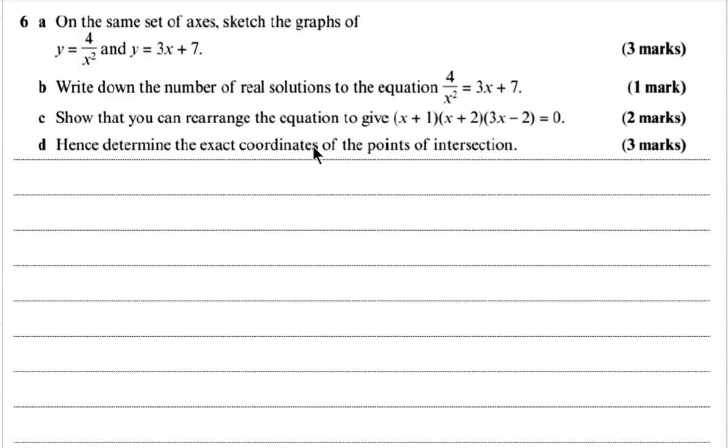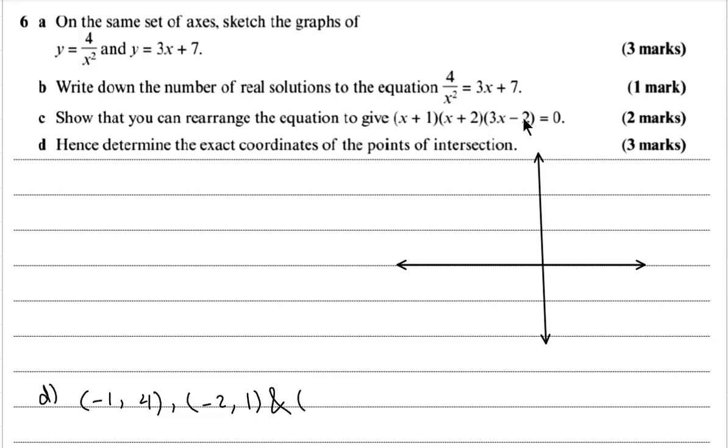Hence, determine the exact coordinates of the points of intersection. Okay, very good. I will start solving this problem from D, because I will put x equal to -1. In the first curve, we will have 4 over (-1) squared, which is 4 over 1, which is 4. To be sure that it's a point of intersection, put -1 also in the linear equation. 7 minus 3 is 4. Very good. The second one, x equals -2. For the first graph, 4 over (-2) squared, 4 over 4 is 1. In the linear equation, -2 times 3 is -6, 7 minus 6 is 1.